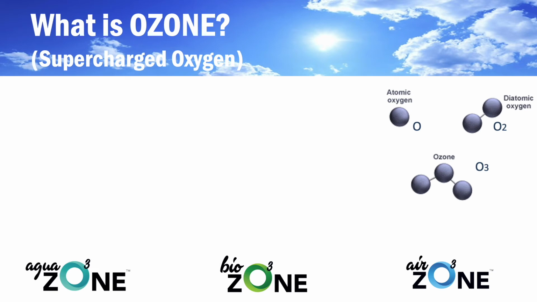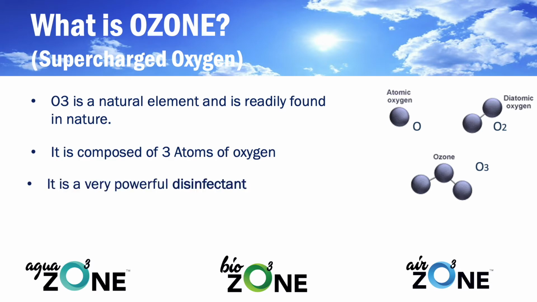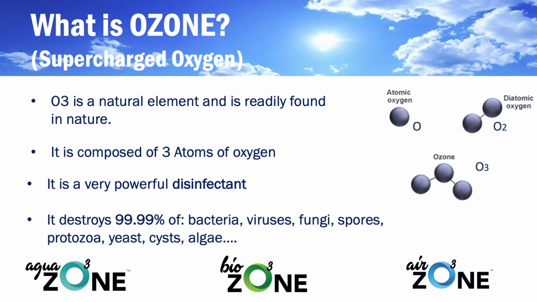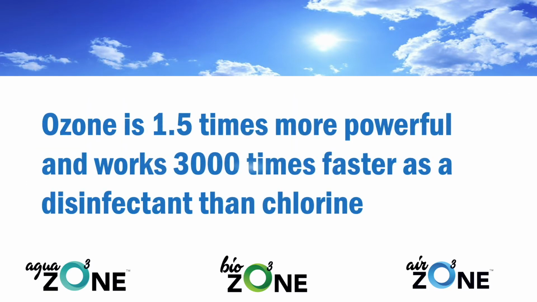So what is ozone? Basically, it's supercharged oxygen. It is a natural element and readily found in nature. It's composed of 3 atoms of oxygen, is a very powerful disinfectant and destroys 99% of bacteria, viruses, fungi, etc. More importantly than anything, it is 1.5 times more powerful and works 3,000 times faster as a disinfectant than chlorine, which is the most commonly used disinfectant internationally.